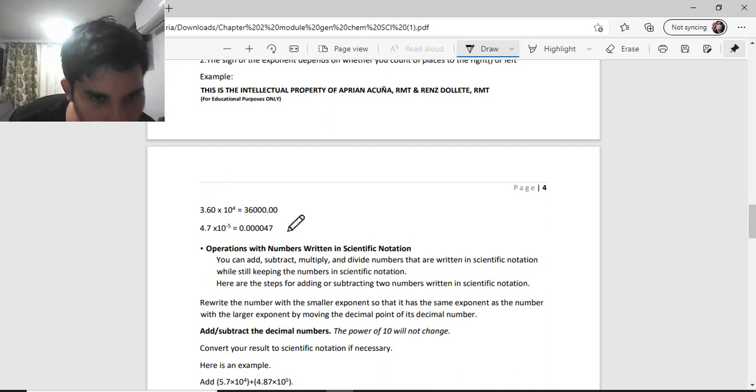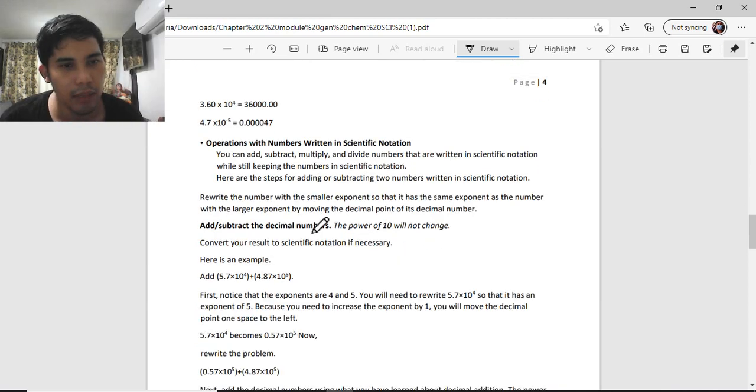For negative 5, with the 4.7, you move it to the left side: 1, 2, 3, 4, and 5. This gives 0 point. Don't forget to write the zeros so that your number is proper.